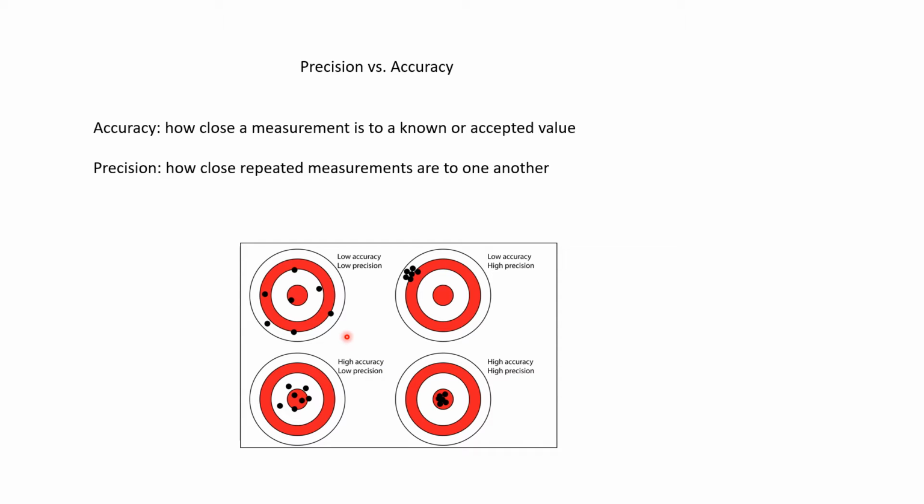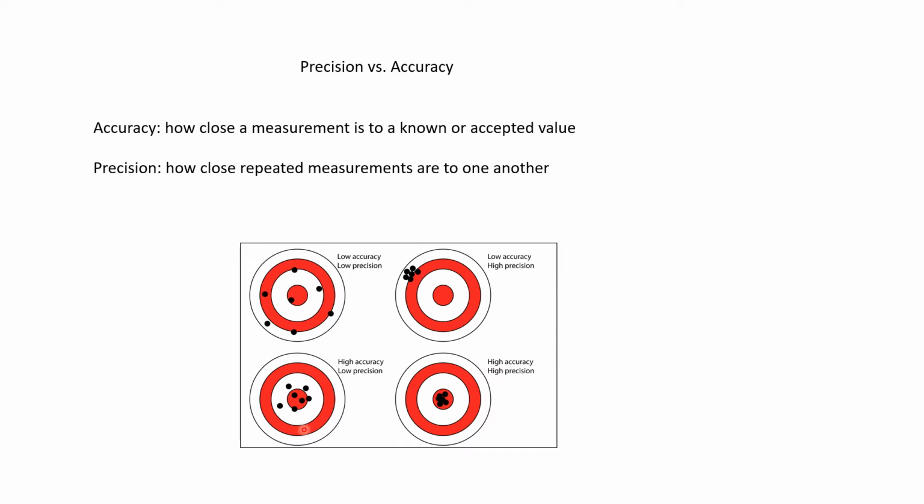In the first case, the darts landed away from the bullseye and away from each other. That means this game has low accuracy and low precision. Let's look at this. All the darts landed very close to each other. However, they are far apart from the bullseye. So that means this game has a high precision but low accuracy.